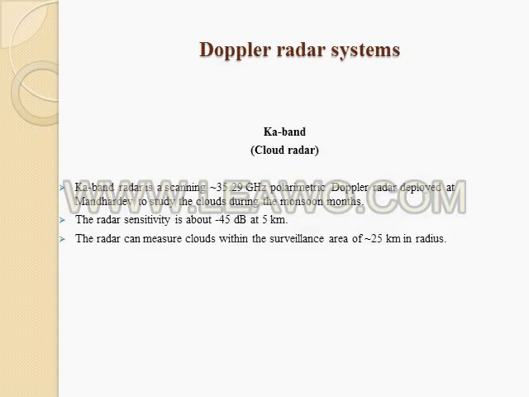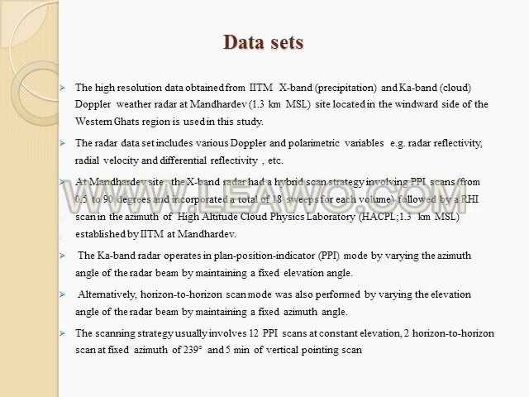And next we have the K-band radar, that is known as the cloud radar. The K-band radar is a scanning radar having a frequency of 35.29 gigahertz, and it can sense about 45 dB at 5 kilometers. It has a much smaller surveillance area of about 25 kilometers in radius. It is lesser than the X-band; it has a smaller maximum range than the X-band radar.